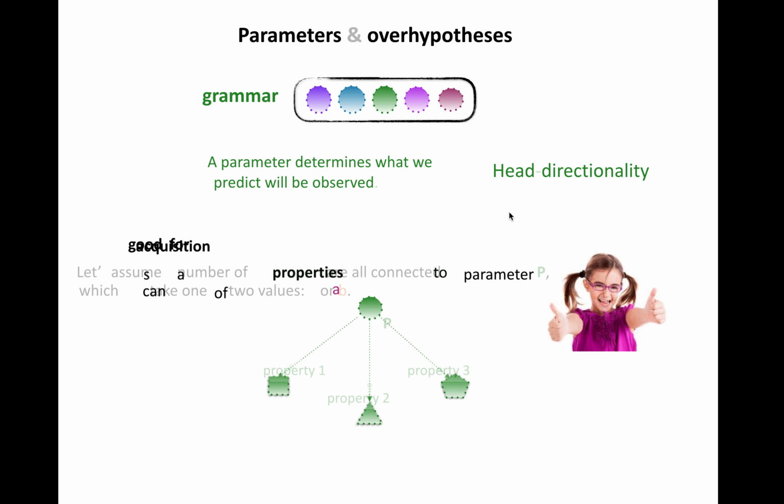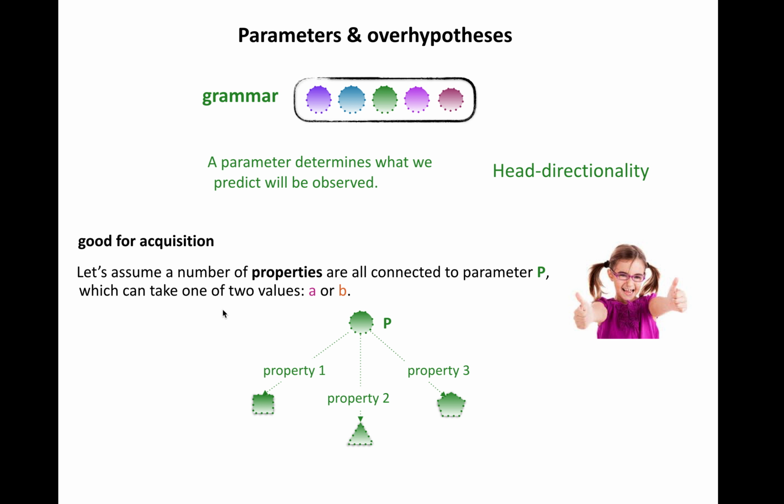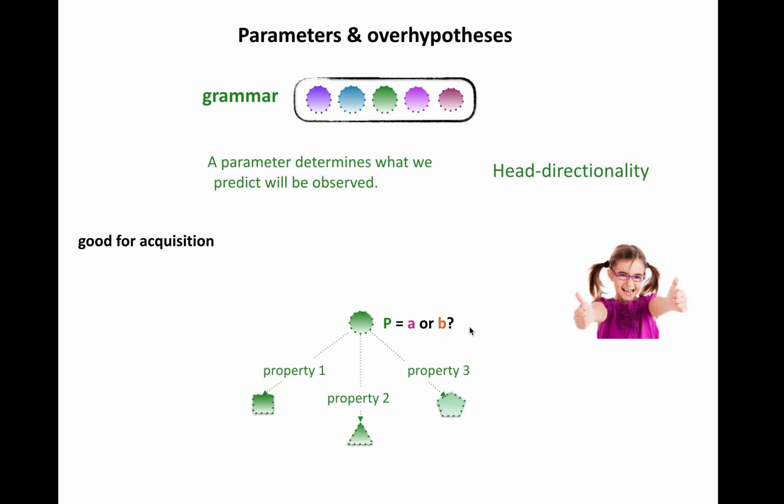So to make that a little bit more explicit, let's assume that there are a number of properties, these guys here, that are connected to parameter P, this guy up here. And that parameter can take one of 2 values, value A or value B. Okay, great. So question, this is what you're trying to learn if this is your setup. Well, what value does P have? Is it A or B? And how could you learn about that?